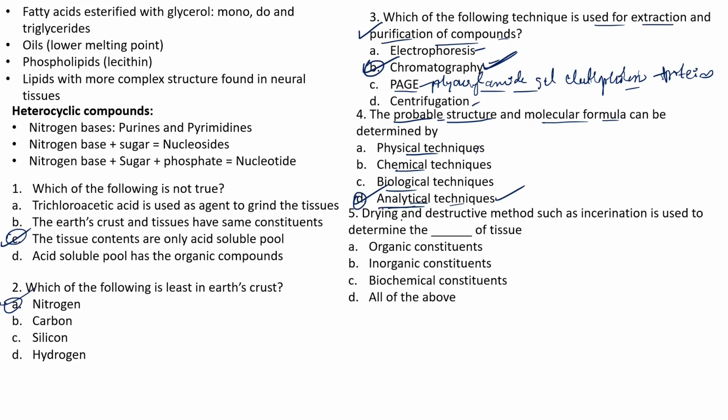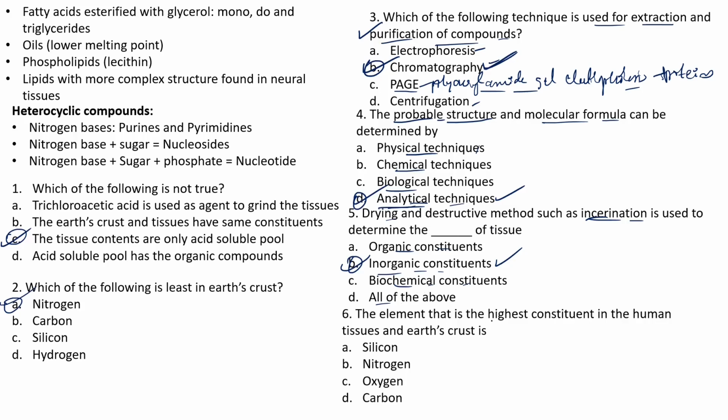The next question: drying and destructive methods such as incineration, that is burning, is used to determine the dash of tissue: organic constituents, inorganic constituents, biochemical constituents, all of the above. It is clearly indicative that inorganic constituents, that is sodium, calcium, magnesium, and so on, are mainly determined by drying the tissue and burning the tissue. Finally, the ash that remains is used for determining the inorganic constituents. So now let's move on to the next question.